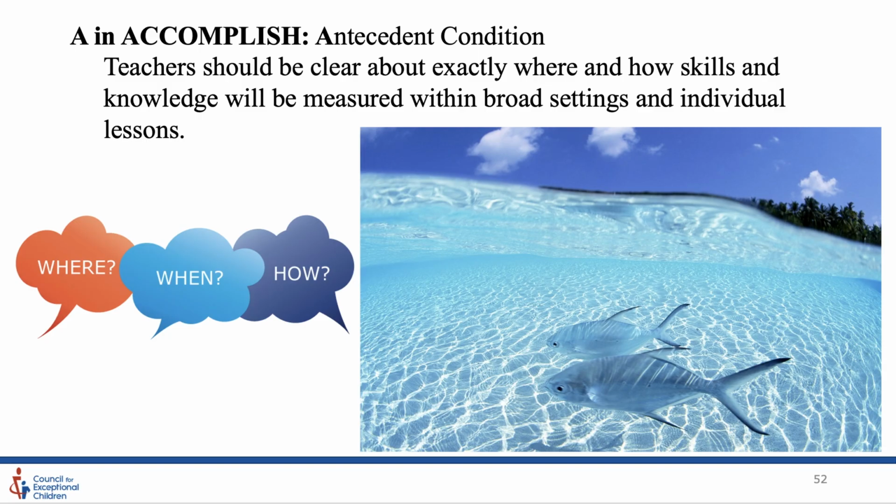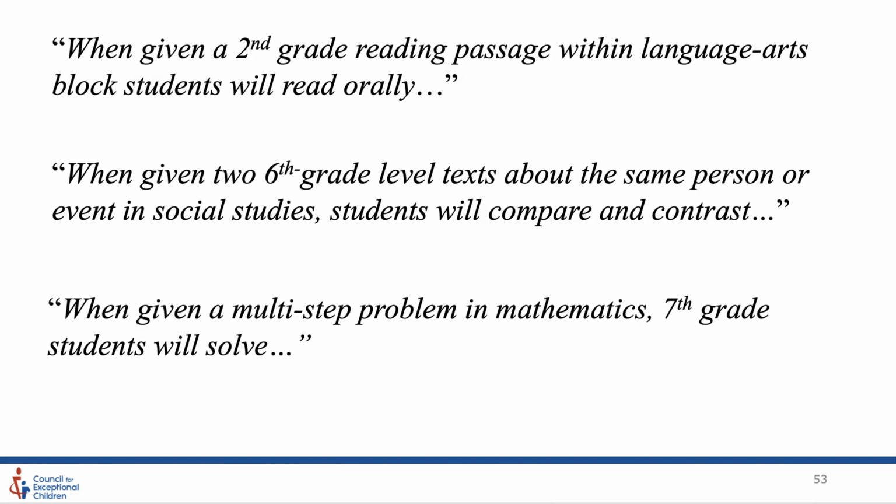And so teachers should be clear about exactly where and how skills and knowledge will be measured within broad settings and individualized lessons. So when I look at some sample goals here: when given a second grade reading passage within, there's the key, language arts block, students will. When given two sixth grade level texts about the same person or event in social studies, there it is. When given a multi-step problem in mathematics. So we're just being really deliberate about where this goal is going to take place.